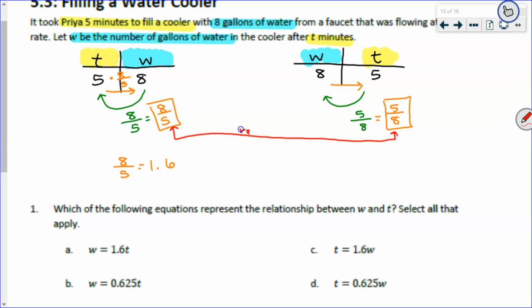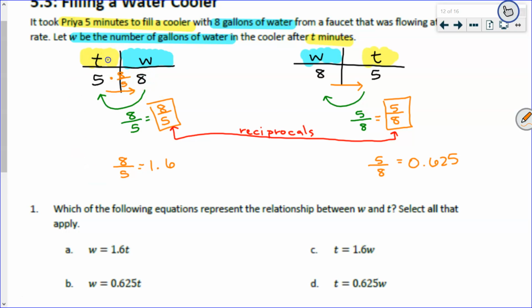Those are reciprocals. That's why it's important to keep them as fractions, but I also want you to make the connection now that here we have 8 divided by 5 is 1.6, 5 divided by 8, because we see these decimals down below. 5 divided by 8, plug it into your calculator, 0.625.